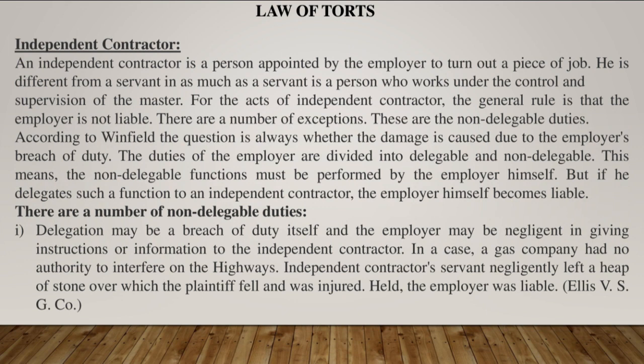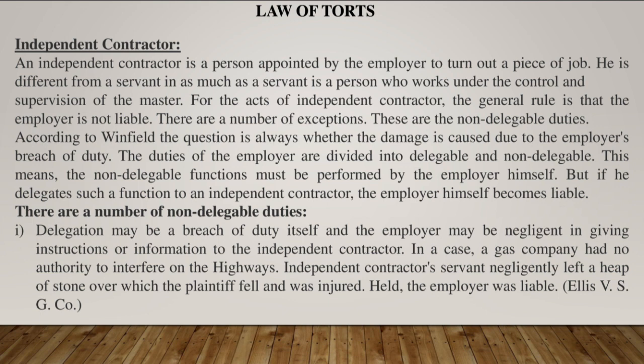Independent contractor. An independent contractor is a person appointed by the employer to turn out a piece of job. He is different from a servant in as much as a servant is a person who works under the control and supervision of the master. For the acts of independent contractor, the general rule is that the employer is not liable. There are a number of exceptions. These are the non-delegable duties.